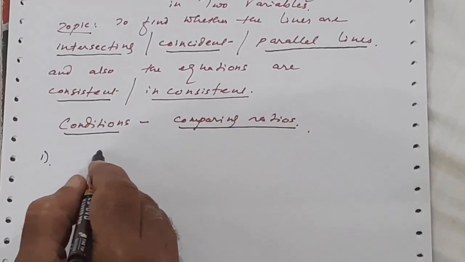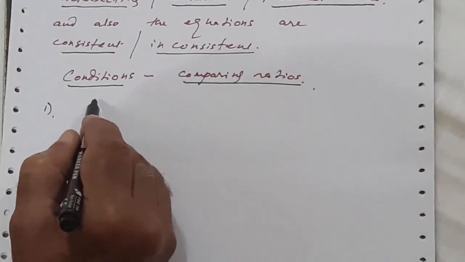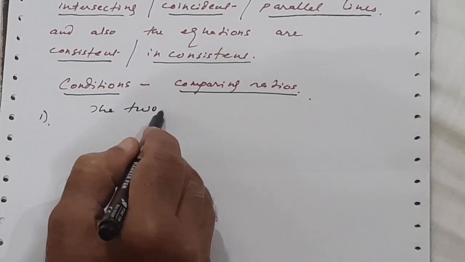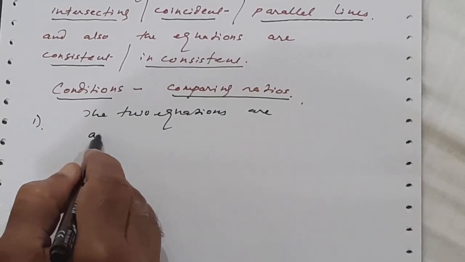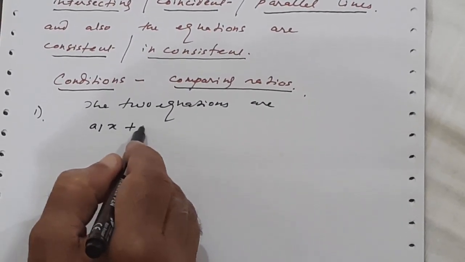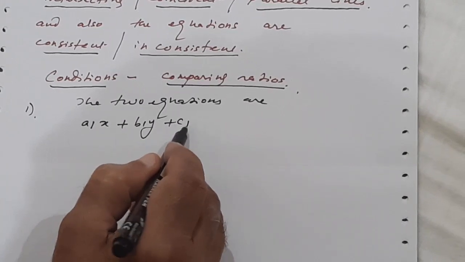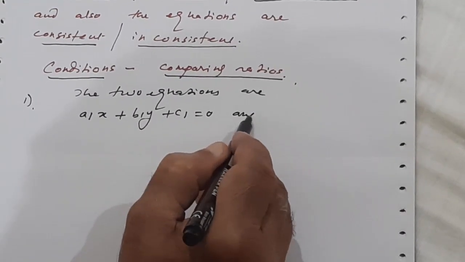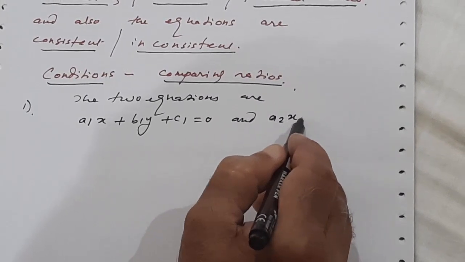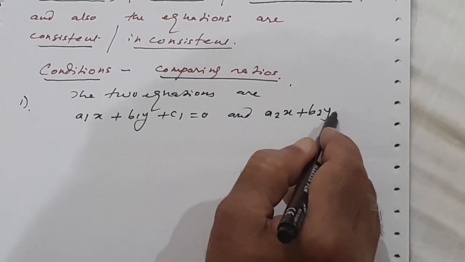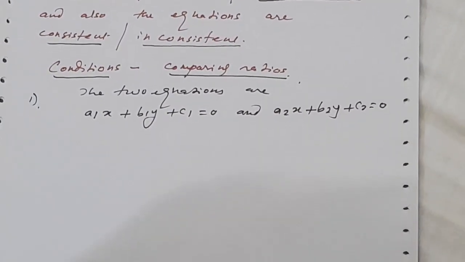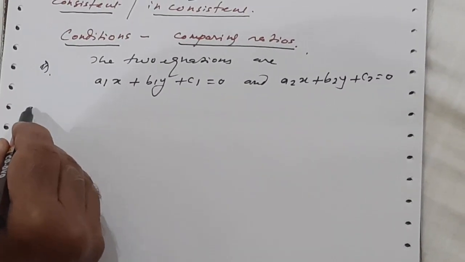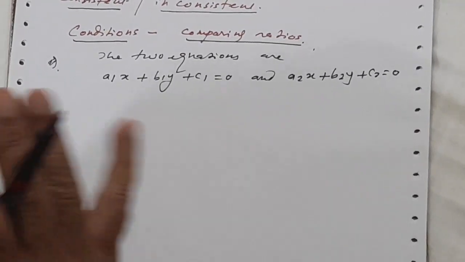Now let us take the two equations: a1x plus b1y plus c1 is equal to 0, and a2x plus b2y plus c2 is equal to 0. Let us take these two linear equations in two variables. So the condition number one: now we have to compare the ratios.